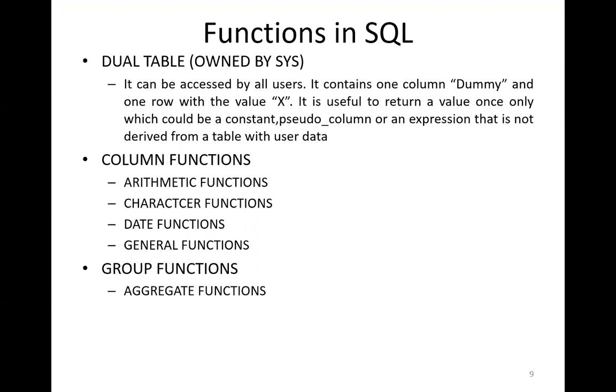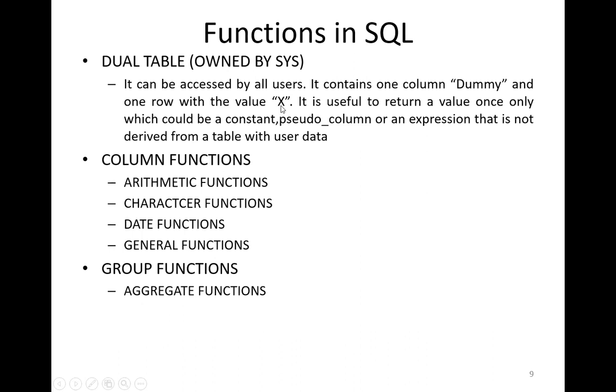So to understand functions, the first thing we need to know is that there is a table known as the dual table, which is owned by the user sys, right? And it can be accessed by all the users. It is available to all the users. They can just query this table. Now what this table contains is one column. The column name is dummy and one row with the value X. We'll just see it in our practical session right now. Okay. One column dummy and one row X.